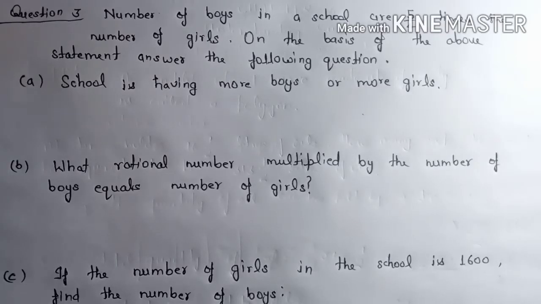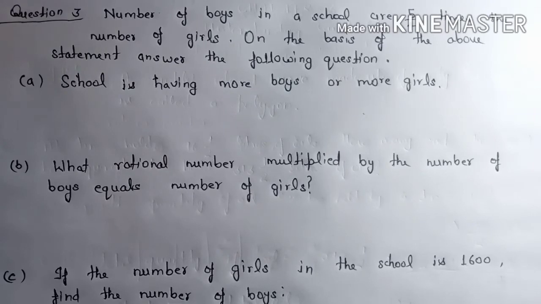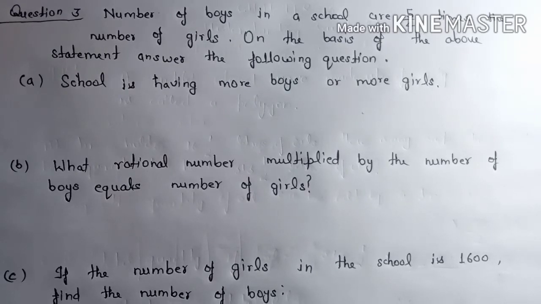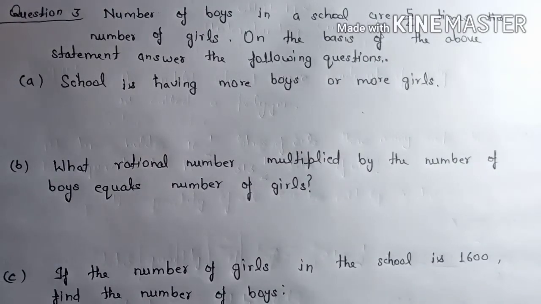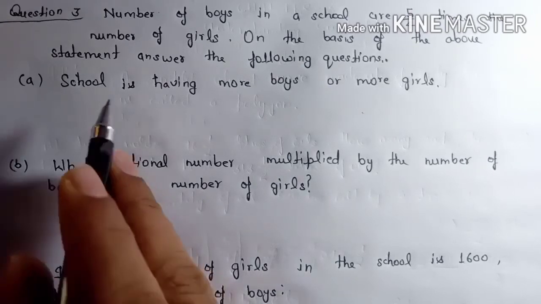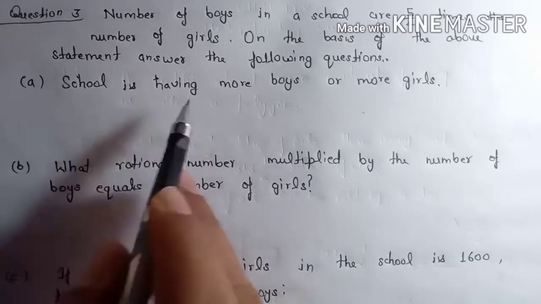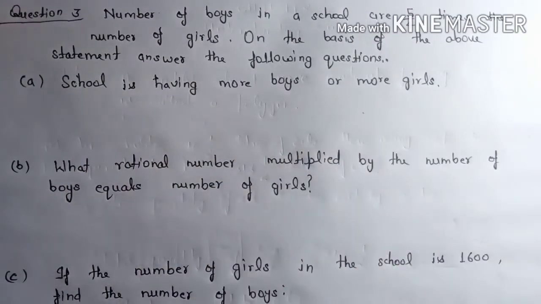And it is said in question number 3, the number of boys in a school is 5 upon 4 times the number of girls. On the basis of the above statement, answer the following questions. So the number of boys in a school is 5 upon 4 times the number of girls. The first question is, is the school having more boys or more girls?